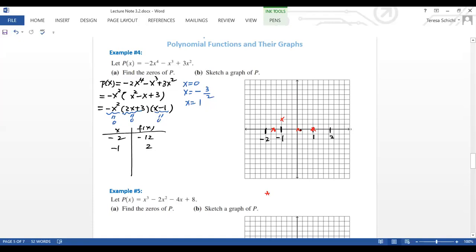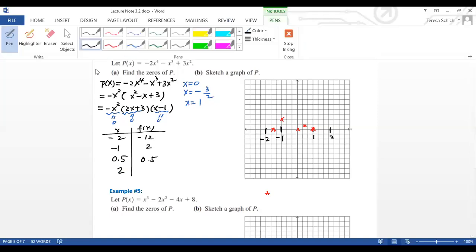Then I need to choose somewhere between 0 and 1. So let's choose 0.5. If you plug into the formula, I will get 0.5 here. So that means between 0 and 1 is 0.5, right? So it's somewhere here. And then I need to choose the one greater than 1. So what is that? Let's choose 1.5.